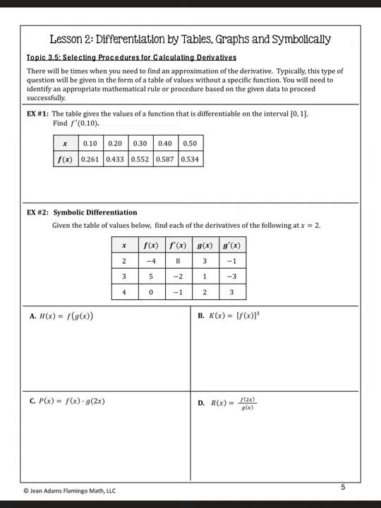Alright, so in this lesson we're going to learn how to differentiate using tables, graphs, and symbolic differentiation. Quite often on the AP exam you will be given tables, graphs, and different things, and then you will have to find a derivative.